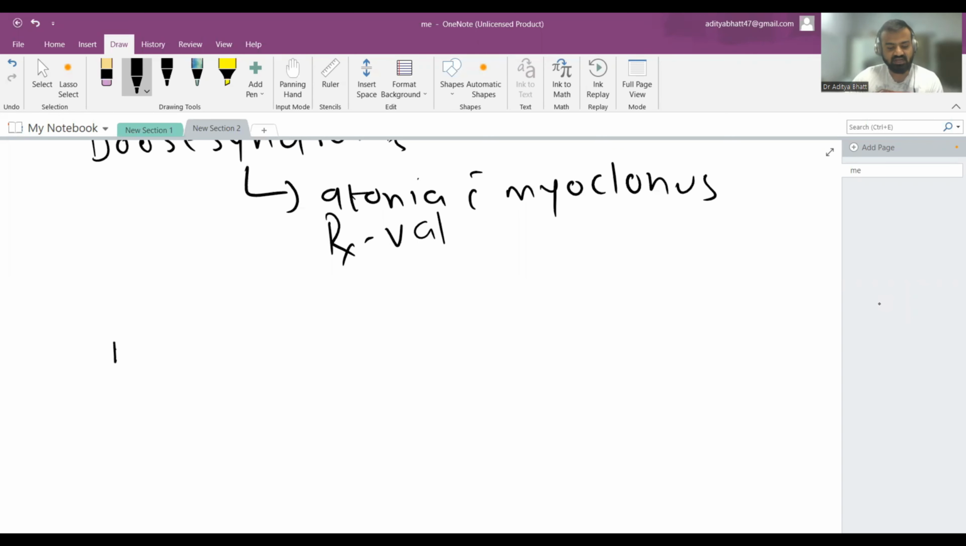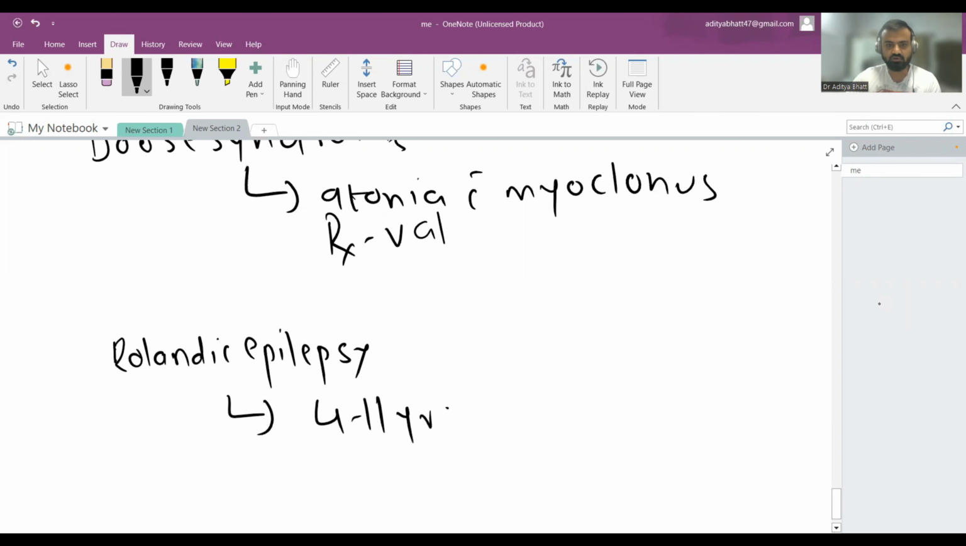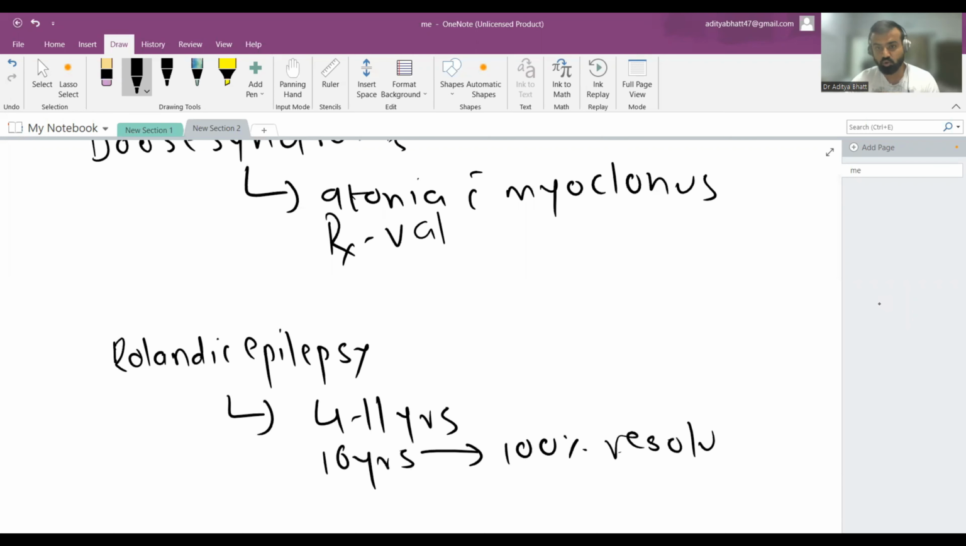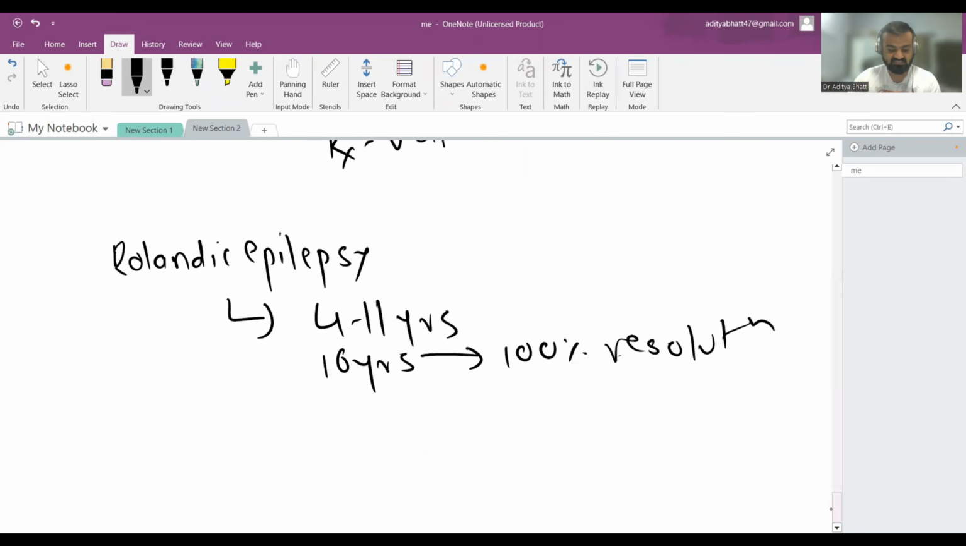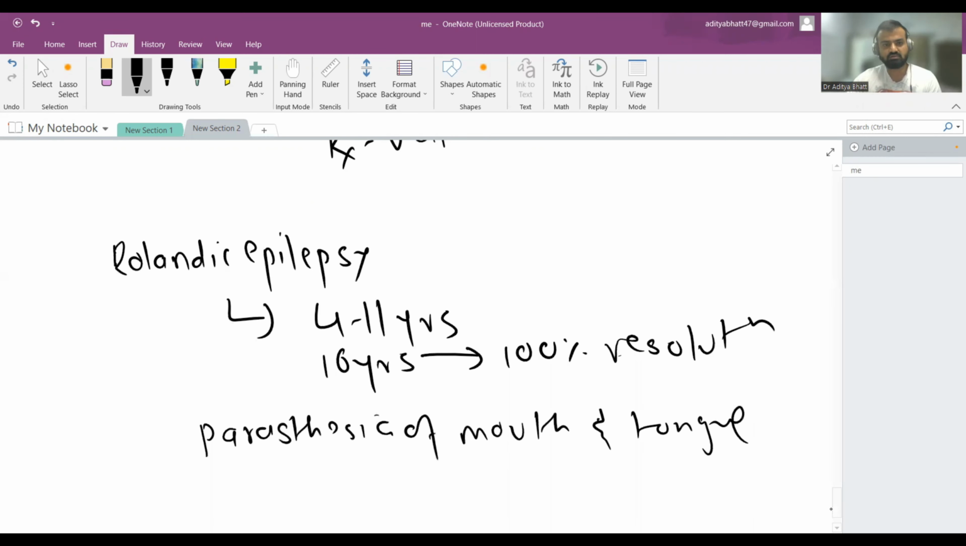Then there is benign Rolandic epilepsy. Rolandic epilepsy has a few features. It is a childhood epilepsy, occurs at 4 to 11 years and resolves by 16 years. 100% resolution is there. The patient grows out of this epilepsy. And what are the findings? There is paresthesia of the mouth and tongue, with gagging and drooling.